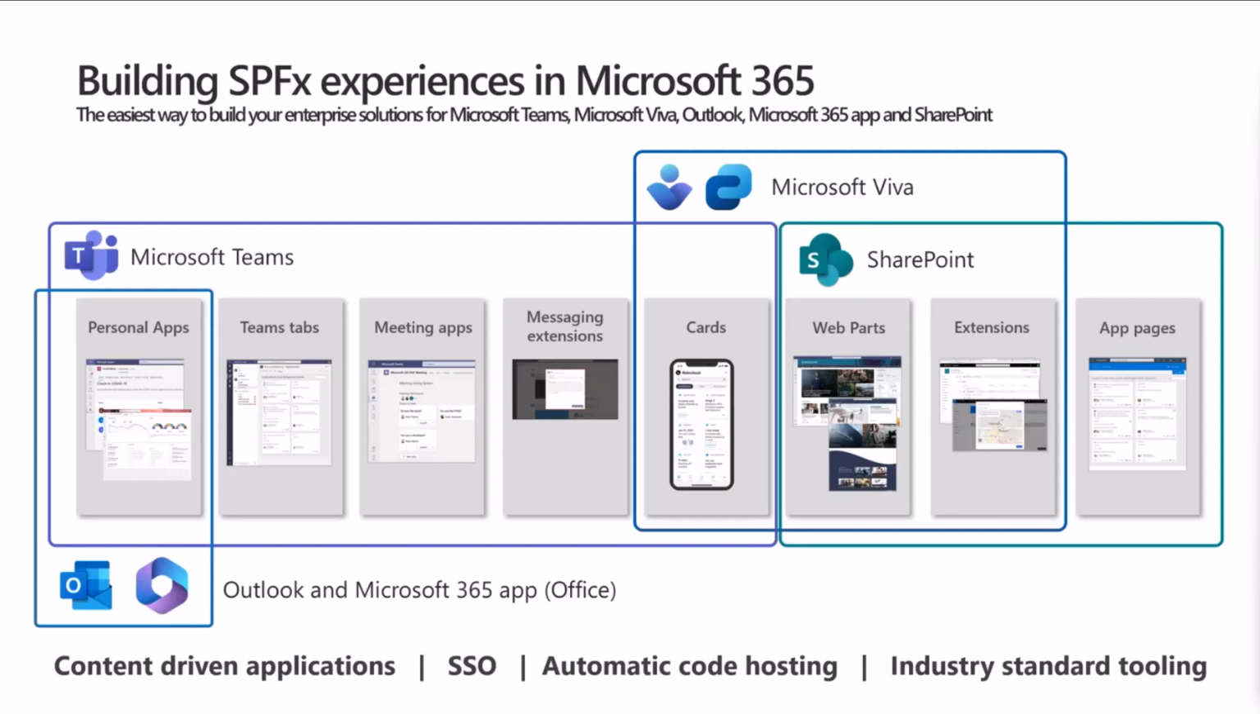Now, with SharePoint Framework, we started with SharePoint, and that's where the name comes from. Then we extended to Microsoft Teams, then we extended to Microsoft Viva, and then we extended to Outlook and the Microsoft 365 app, which used to also be known as Office.com or Microsoft365.com. So you can use the SharePoint Framework to build in all of these capabilities.